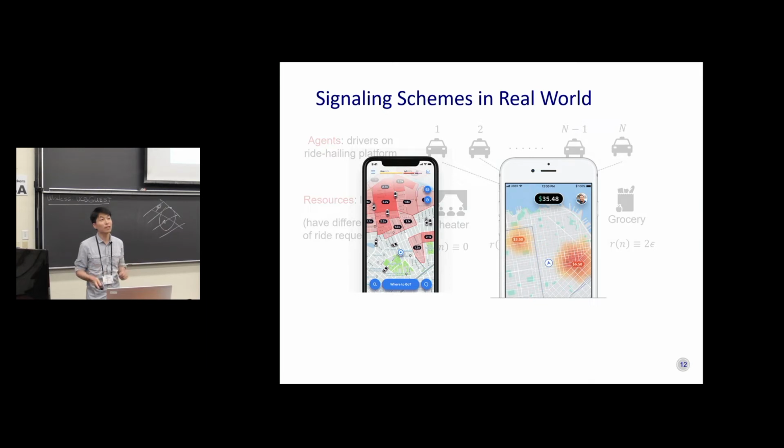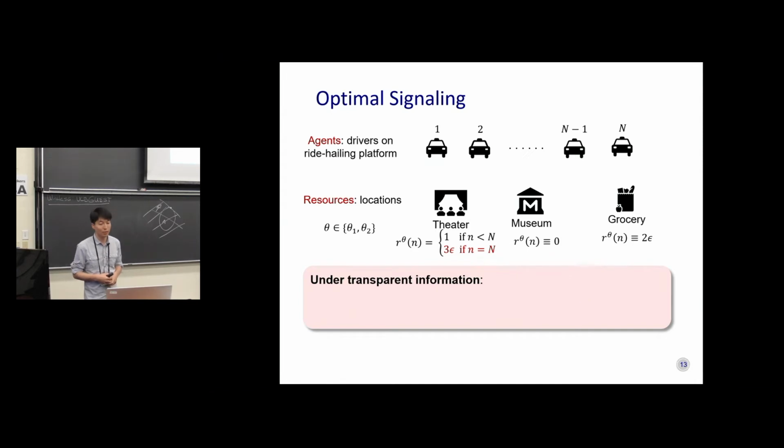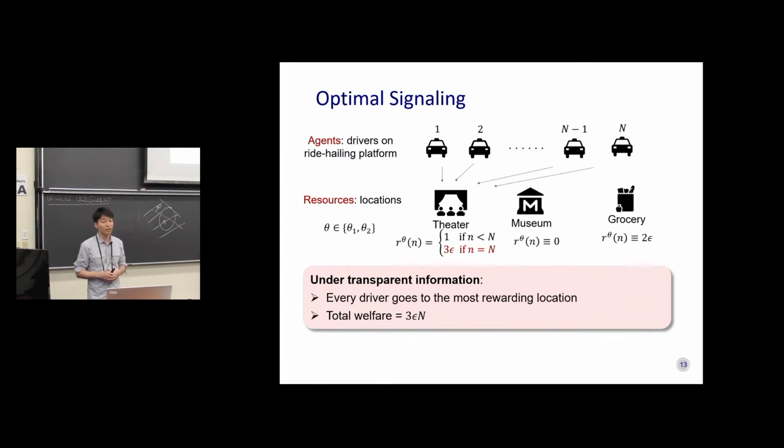So what we're going to do next is see how to reveal this information optimally. Let's try some simple ideas. The first thing you might come up with is, why don't we just be transparent? I'm going to just reveal the demand information completely to everyone. Does this work? Well, as you can see, in this case, everyone knows the most rewarding location, everyone picks that location, and you get 3 epsilon, so in total you get 3 epsilon times n for the welfare. So generally, it turns out that it's typically not a good idea to be fully transparent.